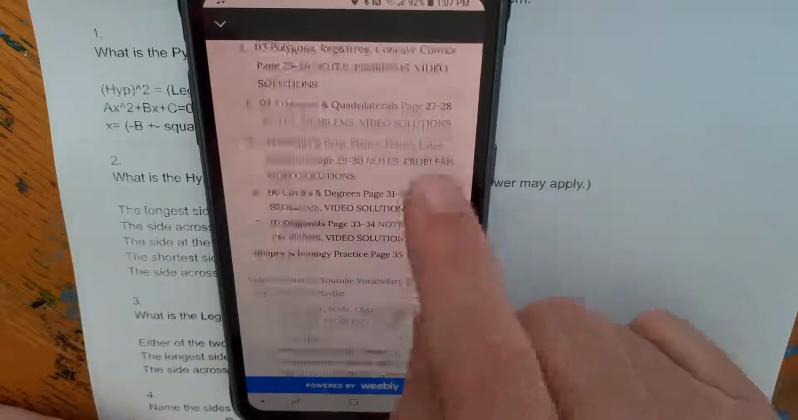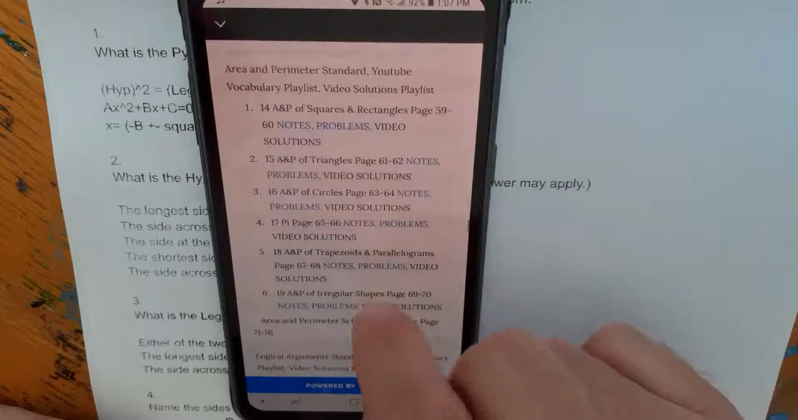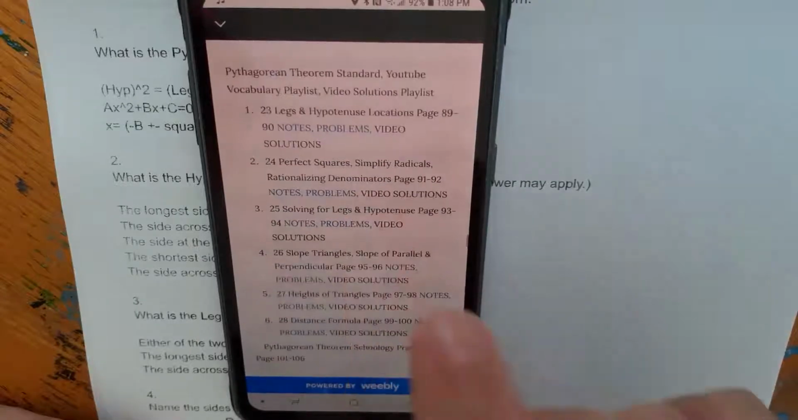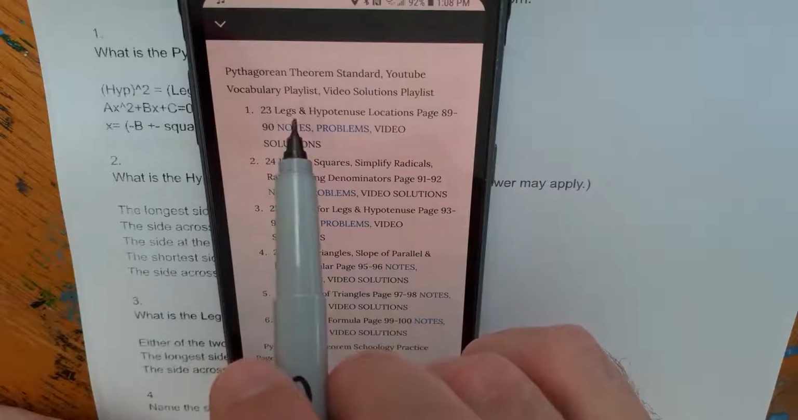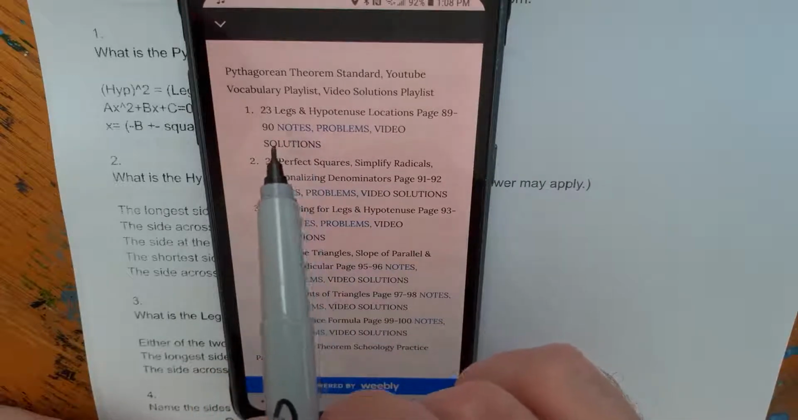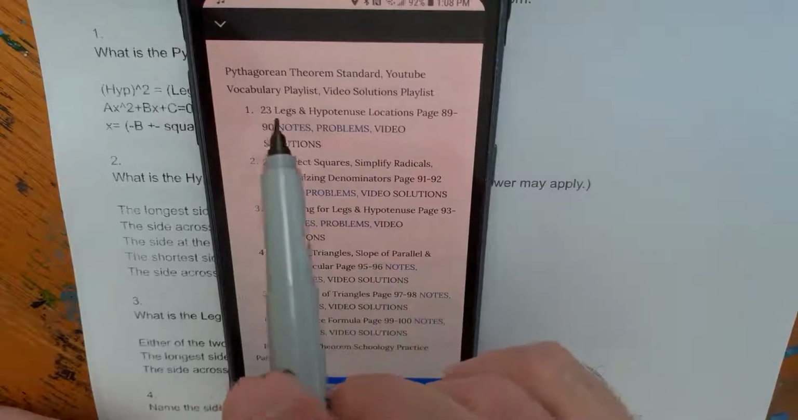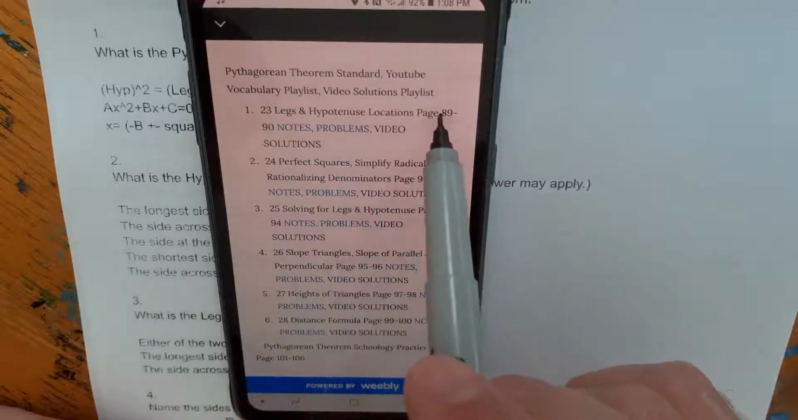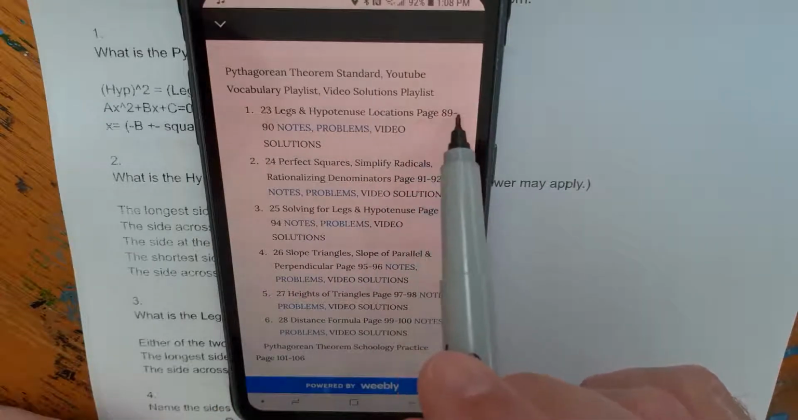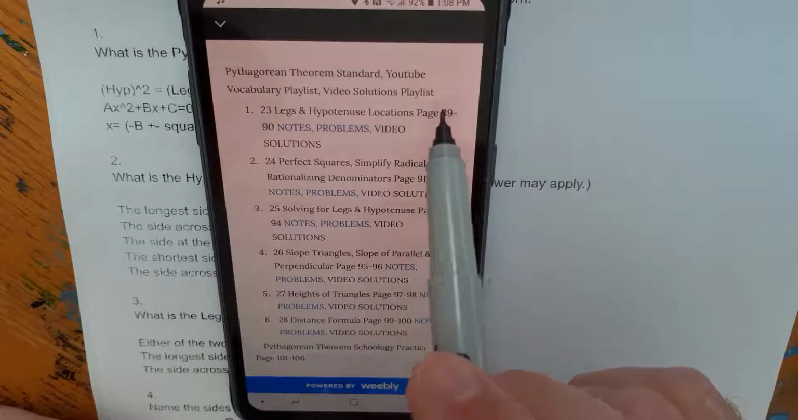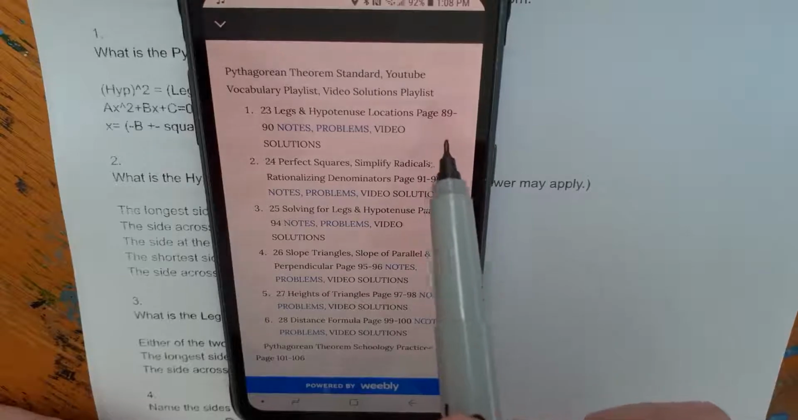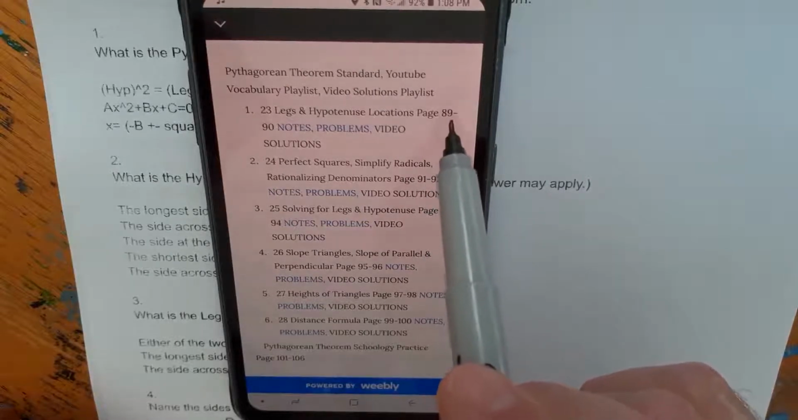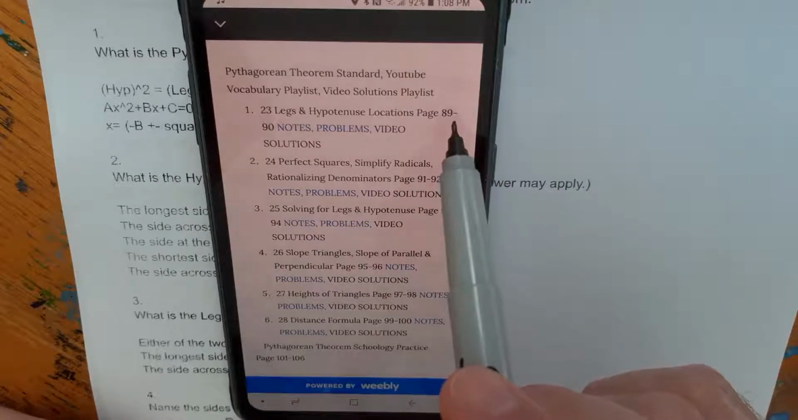Move down the table of contents here and find the unit we're in. This unit is Pythagorean Theorem. It is the 5th unit in this first semester, and we are in the first lesson here, which is legs and hypotenuse locations. These are the page numbers it goes on in your comp book. Please reference the actual table of contents at the time you're viewing this and not this film. This video will probably have the wrong numbers on it by the time you watch it.